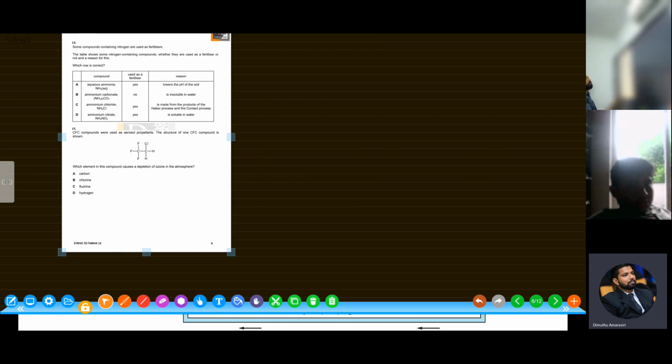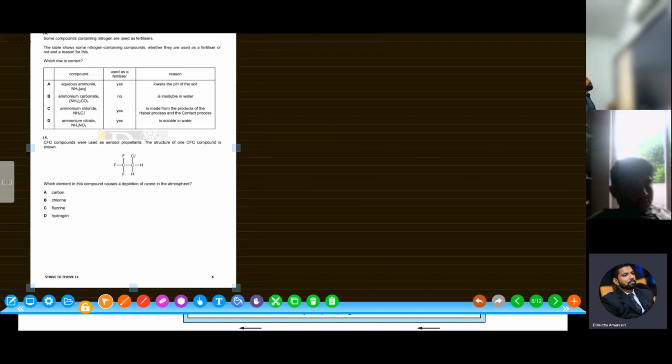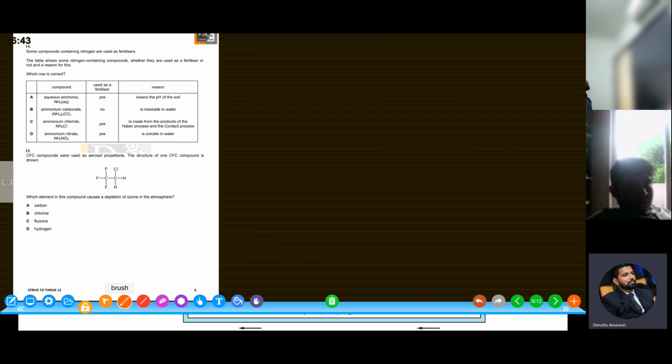Let's say some compounds containing nitrogen are fertilizers. Which row is correct? Compound: ammonia, ammonium carbonate, ammonium chloride, ammonium nitrate. The best one, what? Ammonium nitrate, of course. But anyway, any ammonium salt can be used as a fertilizer. That's why it's in many cases.